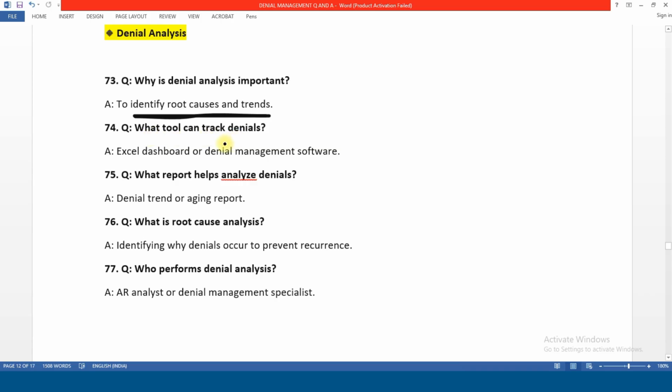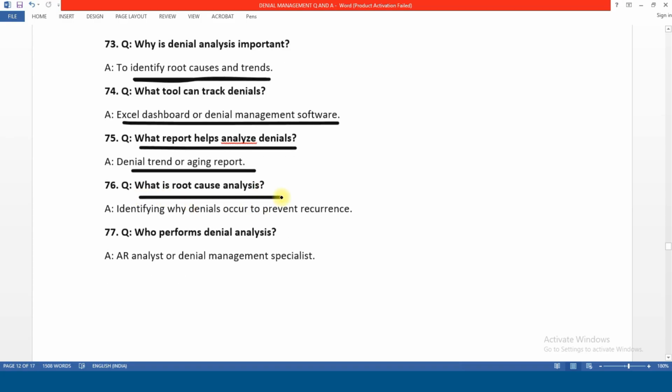What tool can track denials? Excel dashboard or denial management software. So basically this is based on the company. So what report helps analyze denials? Denial trend or aging reports will be useful in order to analyze the denials.